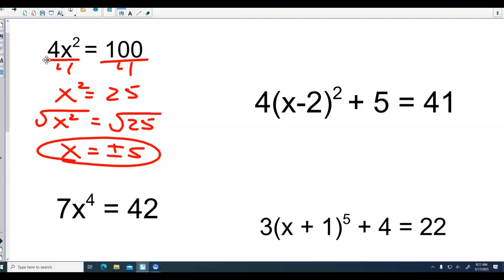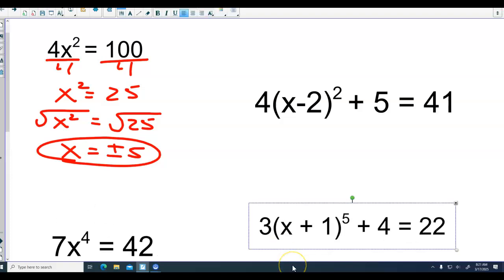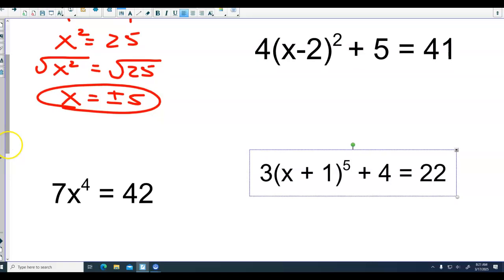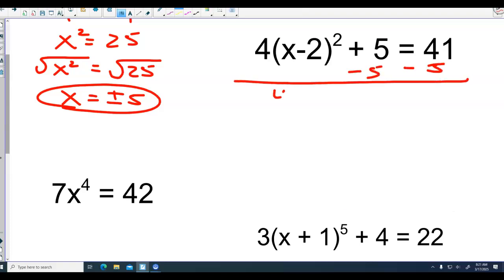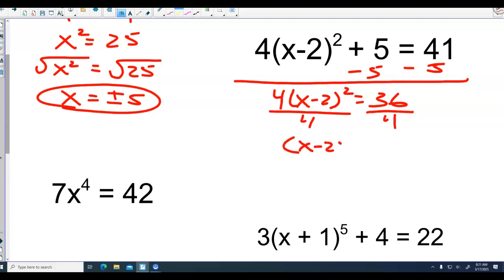It's the same deal in the second problem. I've got to get that parentheses squared alone. So we subtract 5 on both sides. 4 times x minus 2 squared equals 36. We divide both sides by 4. And we get x minus 2 squared equals 9. To get rid of the square, you square root it. Square rooting a square gets rid of the radical.